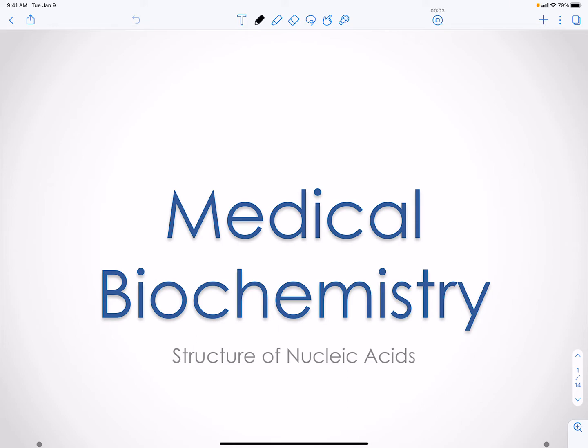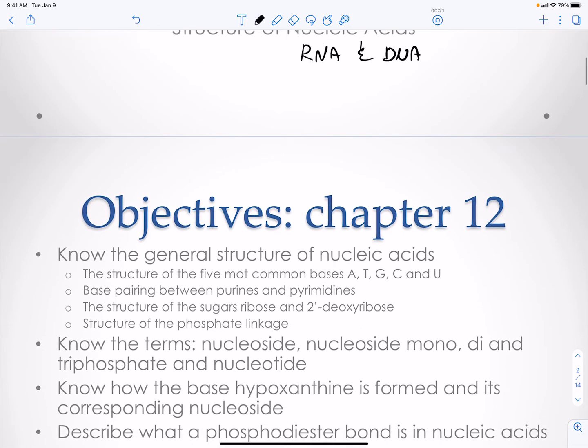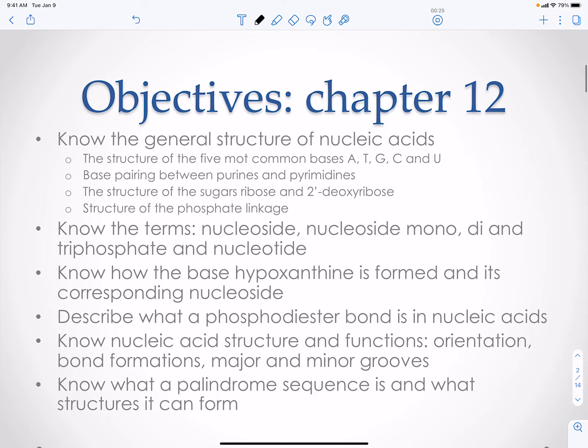So for this lecture, we are going to talk about the structure of nucleic acids. And so nucleic acids, of course, are going to be RNA and DNA. And in our pathway to discussing those structures, we have to discuss how they're built, what makes up those structures. And so we'll talk about the general structures of our nucleic acids and with respect to our common bases.